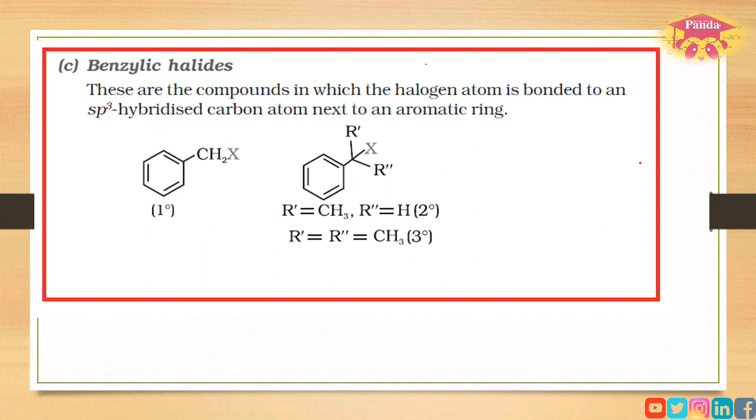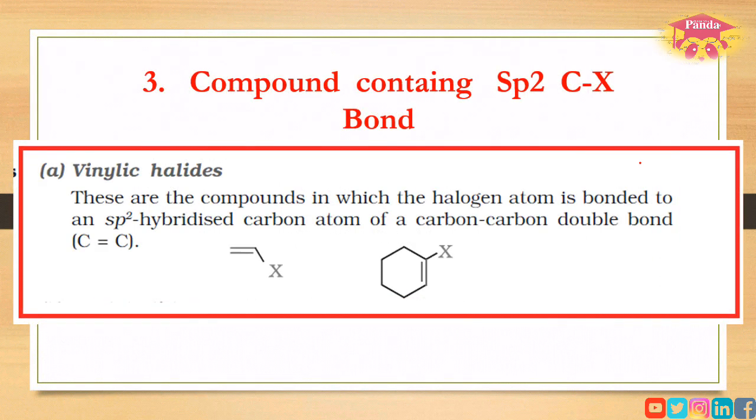Now the second group contains an sp2 C-X bond. These are known as, first one, vinylic halide. In these compounds, the halogen atom is bonded to an sp2 hybridized carbon atom of a C=C double bond. So this halogen atom is bonded to this carbon atom, which is sp2 hybridized and part of a C=C double bond, the same as in the ring.